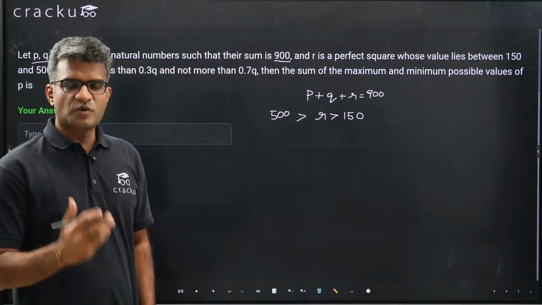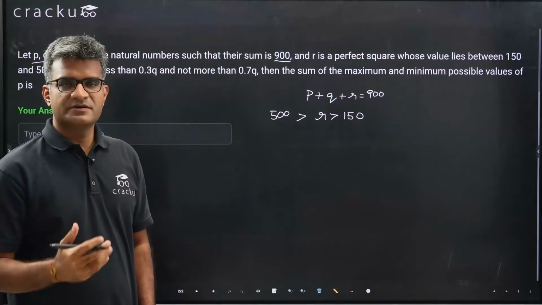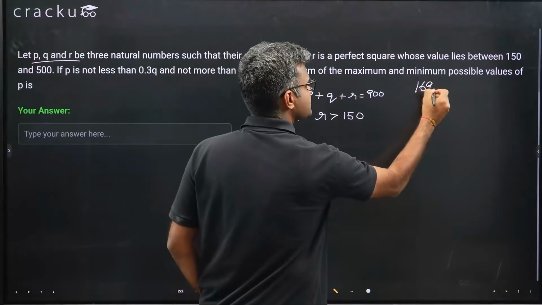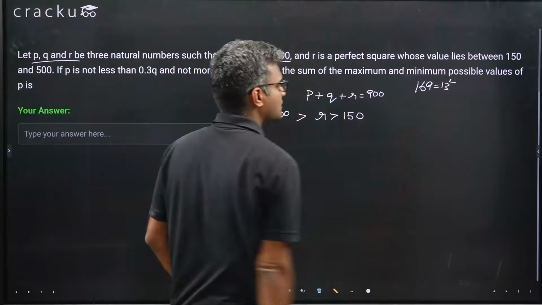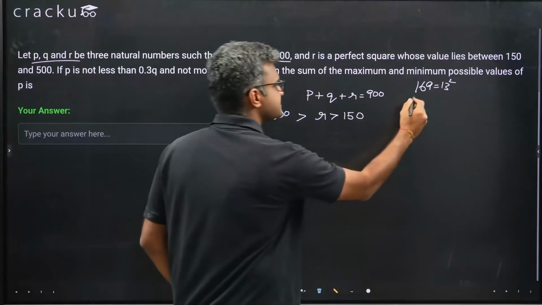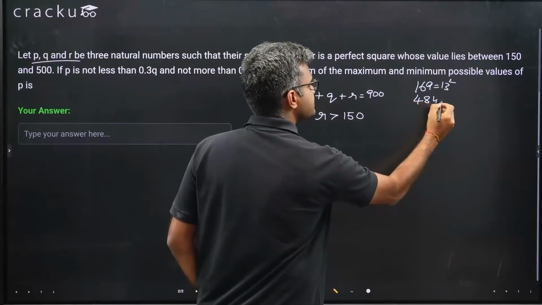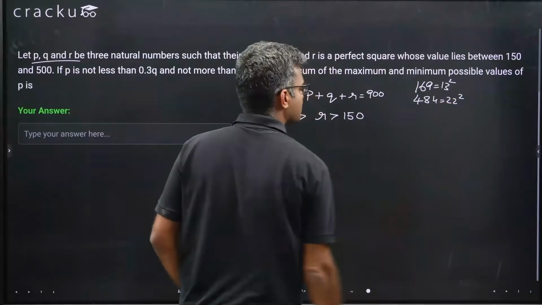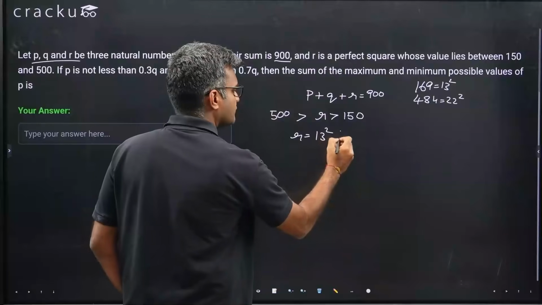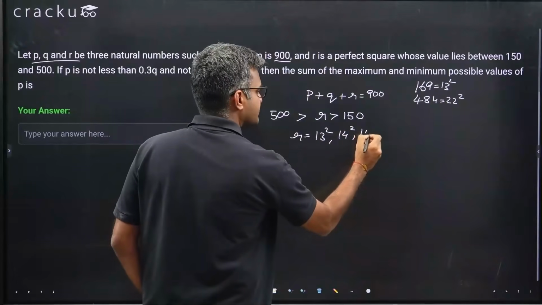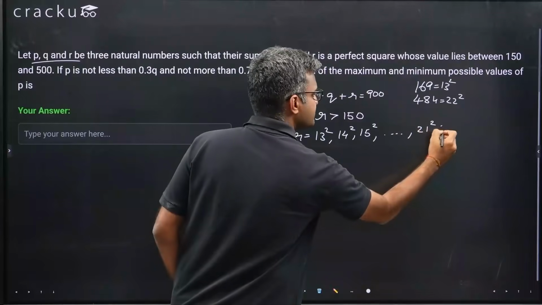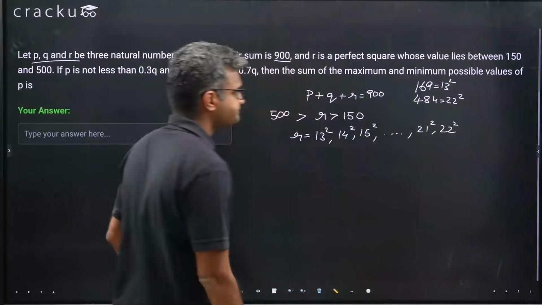What is the smallest square which is greater than 150? The smallest square which is greater than 150 is 169, which is 13 square. What is the largest square which is less than 500? The largest square which is less than 500 is 484, which is equal to 22 square. So r will be either equal to 13 square or 14 square or 15 square or some square up to 21 square or 22 square. These are the only values that r can take.